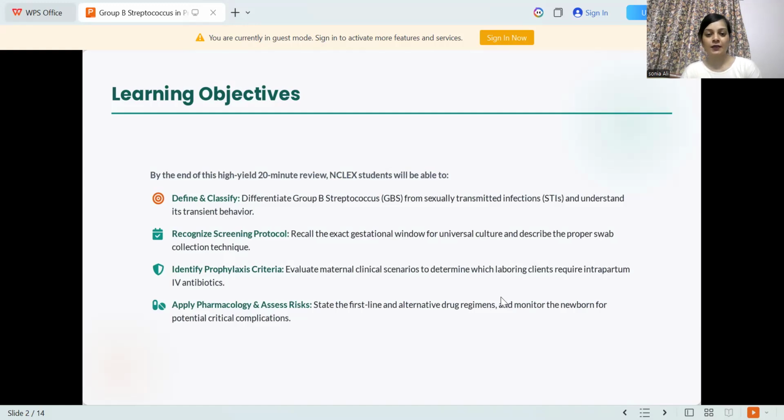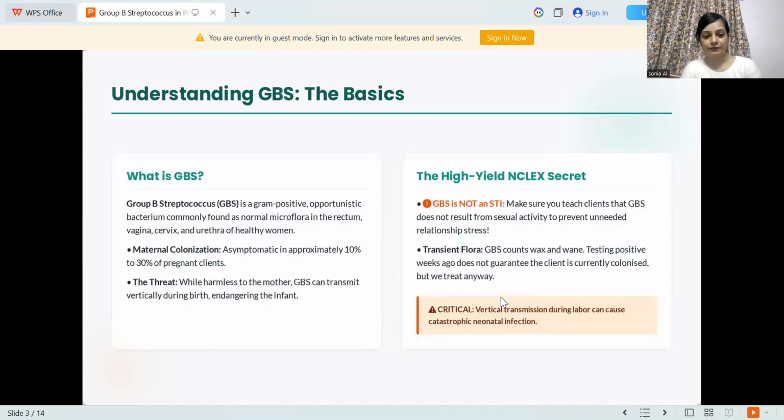Identify prophylaxis criteria, evaluate maternal clinical scenarios to determine which labor clients require intrapartum IV antibiotics. After that, apply pharmacology and assess risk, state the first line and the alternative drug regimen which are given during labor, and monitor the newborn for a potential critical complication that can occur after GBS.